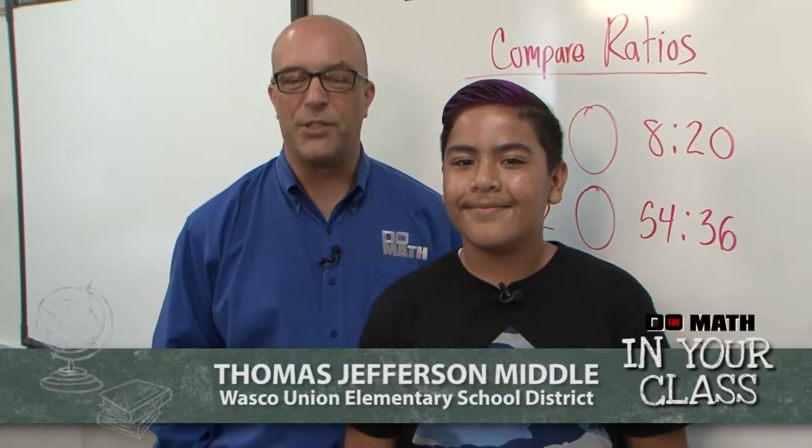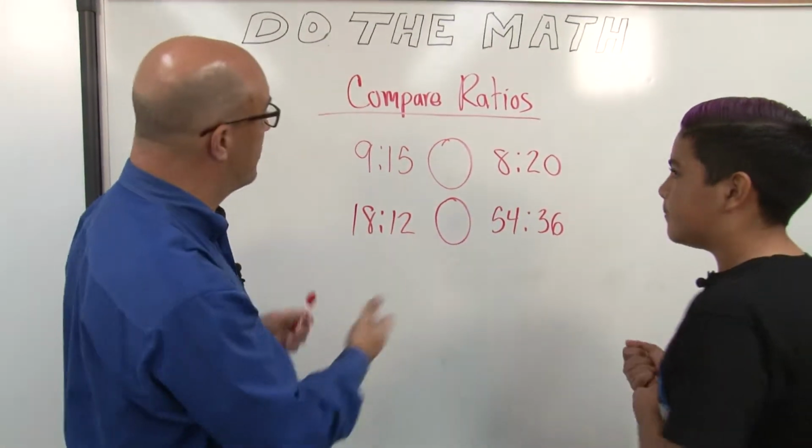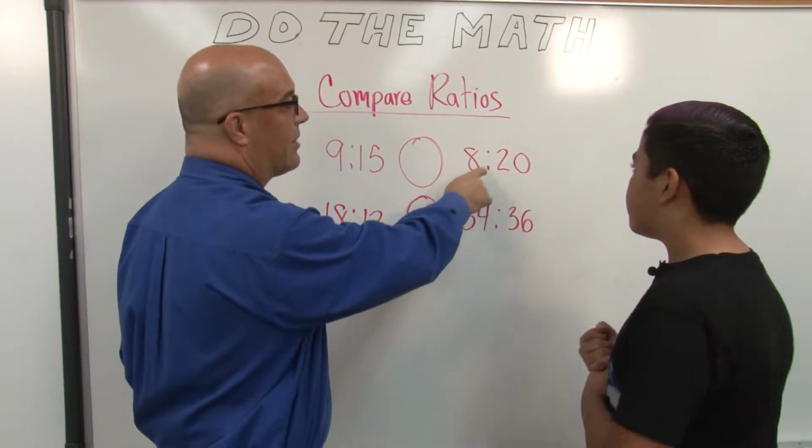All right, today we're at Jefferson Middle School, and I've got Anthony with me. You ready to go? Mm-hmm. All right. Today we're going to compare ratios. So the first one we have is 9 to 15, and we're going to compare that to 8 to 20.